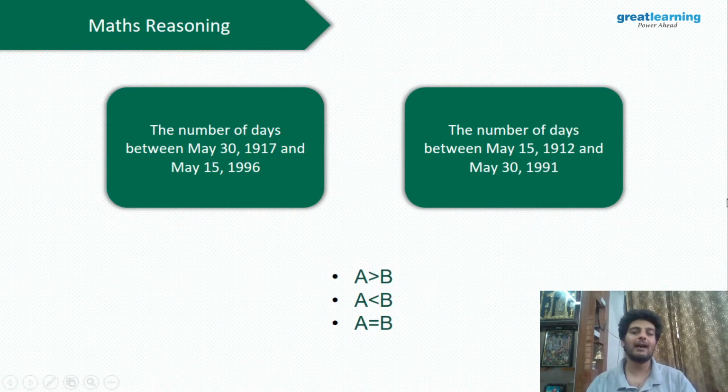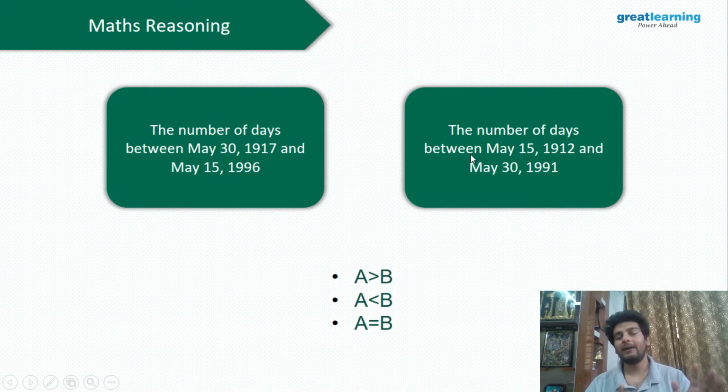Now when you understand that the number of years is the same in these two quantities, let's compare the number of days. Here the starting date is May 30th and the ending date is May 15th. Here the starting date is May 15th and the ending date is May 30th. So May 15th to May 30th, right? Here you clearly see that there are a greater number of days. This one starts at a later date and ends at an earlier date, but this one starts at an earlier date and ends at a later date. So it is very clear that quantity 2 is greater than quantity 1.